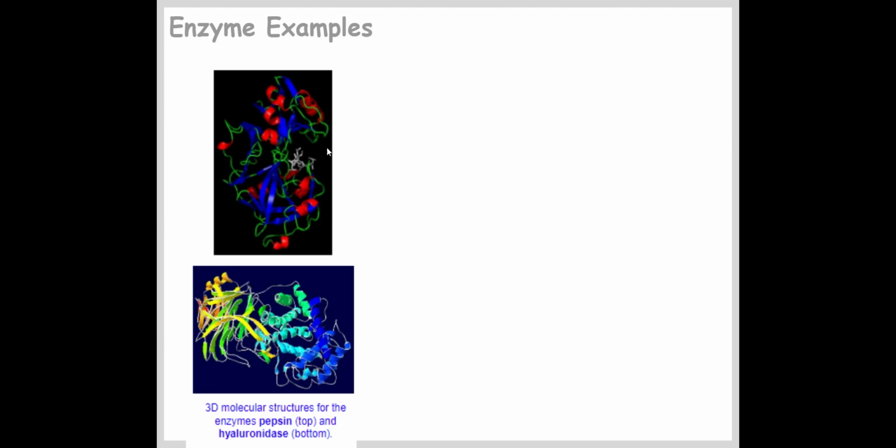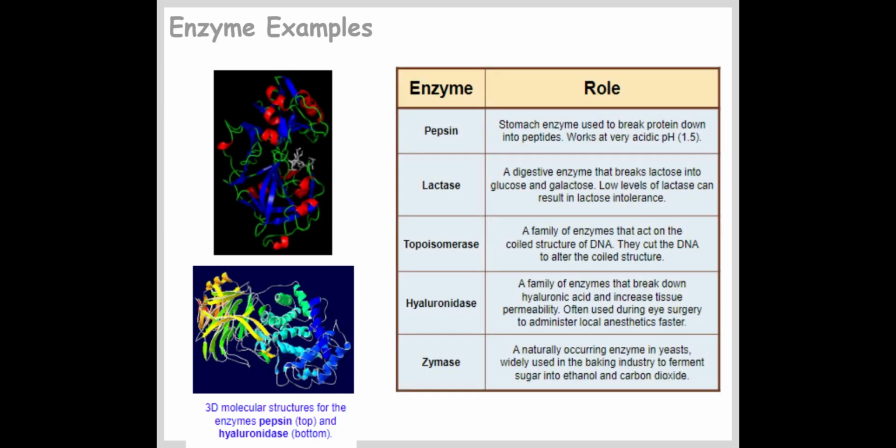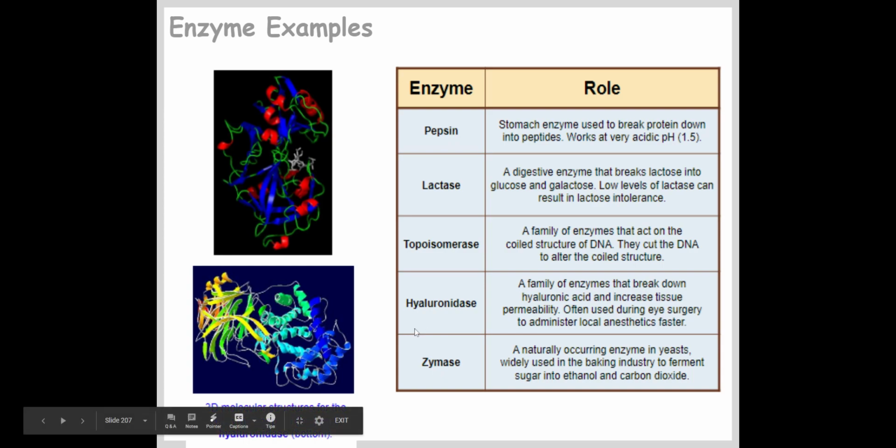Okay, here are some examples of what some enzymes look like. This is just the protein structure of these enzymes. Okay, now the important thing to know is that enzymes are proteins. They're just folded proteins that are in their tertiary and quaternary structure that have been folded in a specific way to allow for molecules, substrates, to bind to those active sites. Okay, here are some examples of some enzymes and their role.